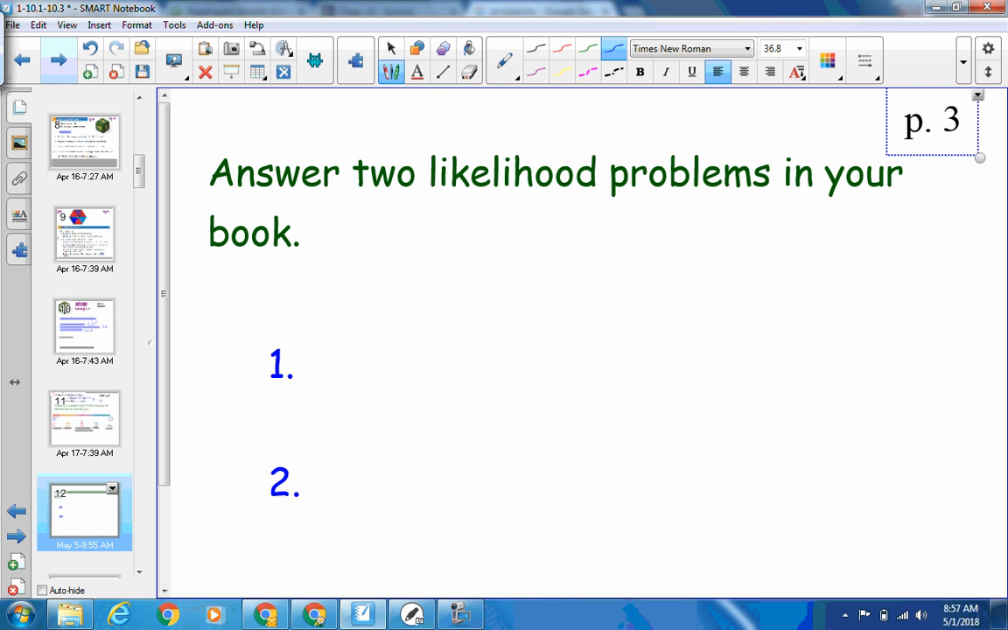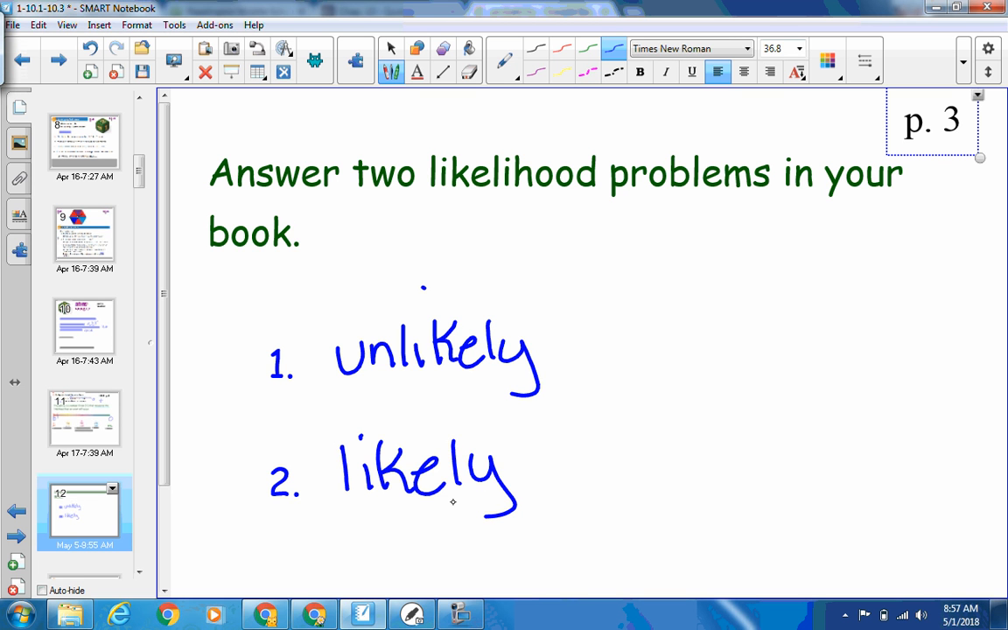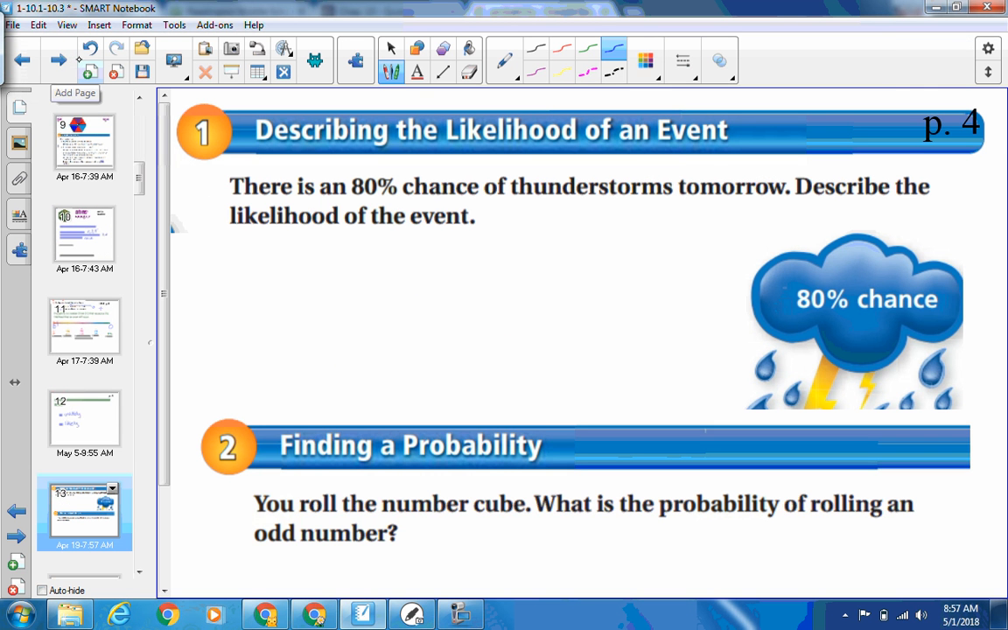Okay, so now on the bottom of page 3, please answer those 2 questions. So the first one falls in that range of being unlikely, 30%. And then the second one would be likely. Okay, and then on page 4, you have a couple more to do. So 80% is in that range that's likely.